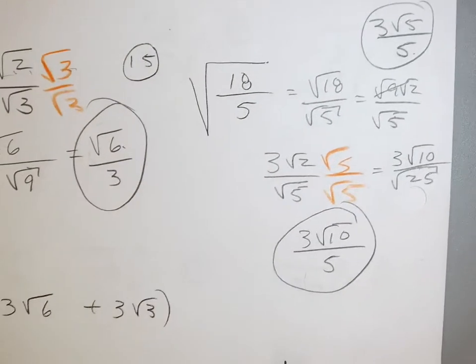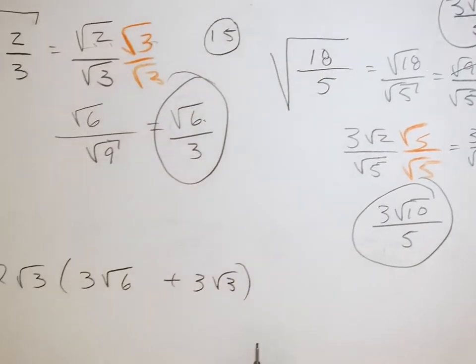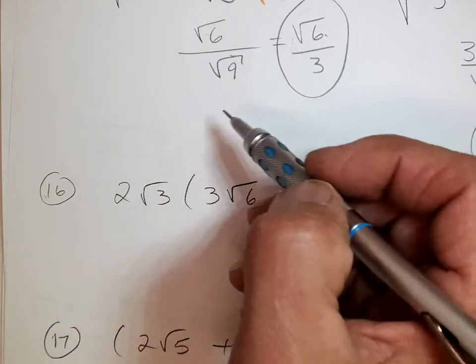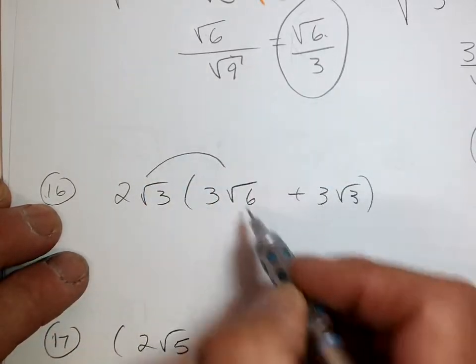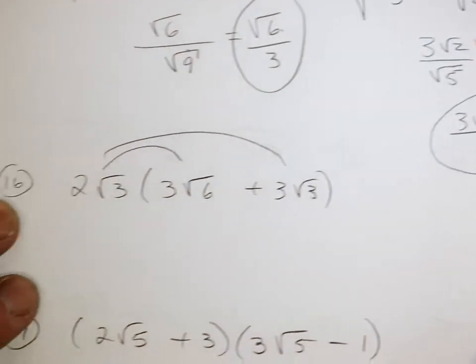Okay, 16. How am I doing? Okay, we got two more to do. Okay, 16, you ready? Okay, 16's old stuff. We're going to distribute. We're going to go that times that, that times that. That's the answer, Hannah, right there. So we're going to distribute.